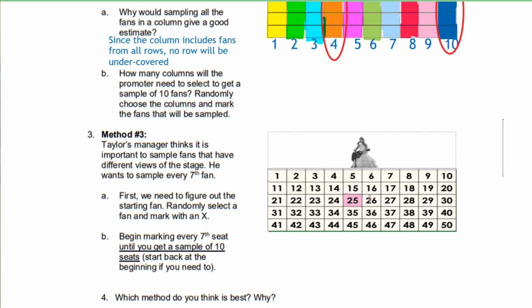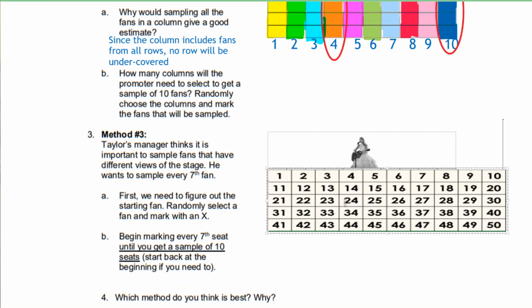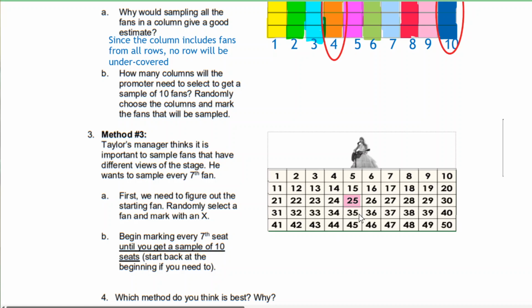Every 7th seat. So 1, 2, 3, 4, 5, 6, 7. That's going to be seat number 32. Okay. 1, 2, 3, 4, 5, 6, 7. Now this is going to be seat number 39. 39 plus 7 is 46. And then now this is an interesting one. I can't continue. There's no more seats here, so I'm going to start over at the top again.